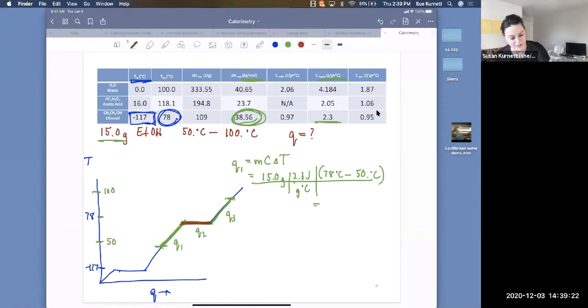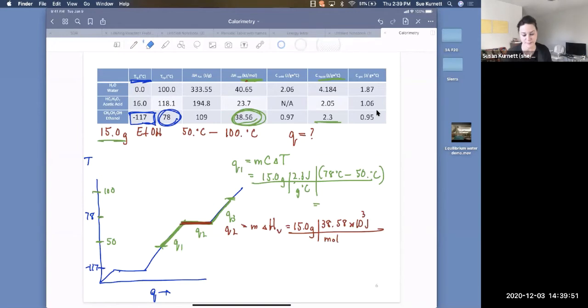For Q2, which is the phase change, it's just M delta H for vaporization. So 15 grams. The enthalpy of vaporization is 38.56 kilojoules per mole. So I'm going to write kilo as 1,000. And then I'm going to have to convert my grams to moles or my units aren't going to cancel properly.